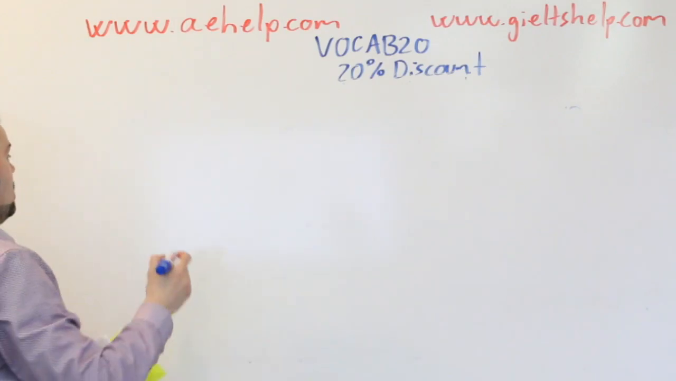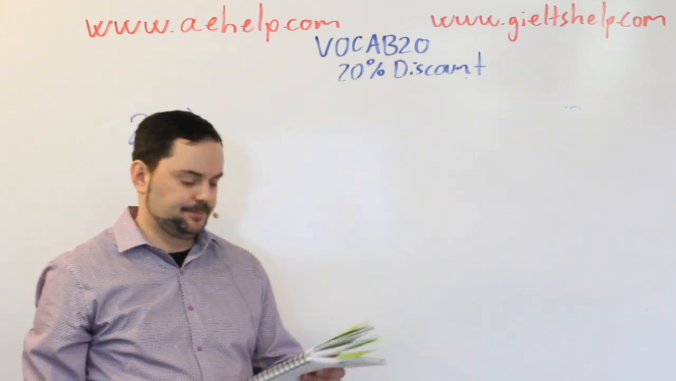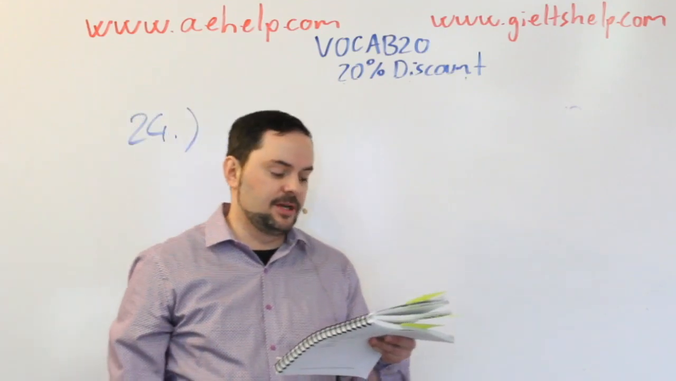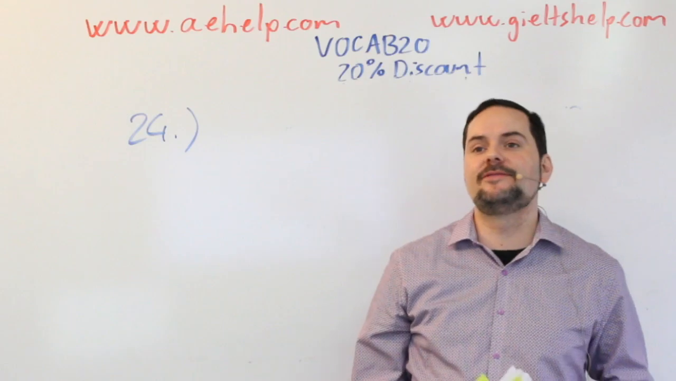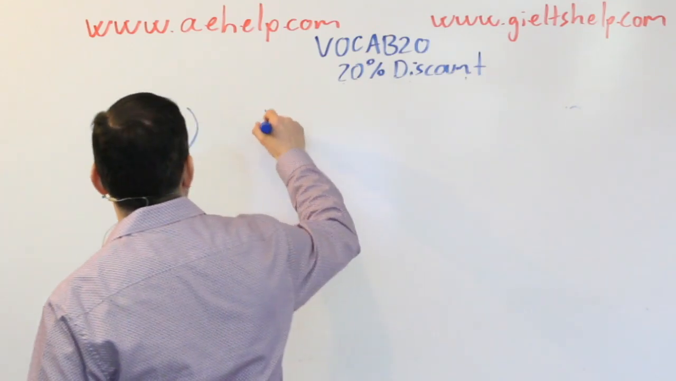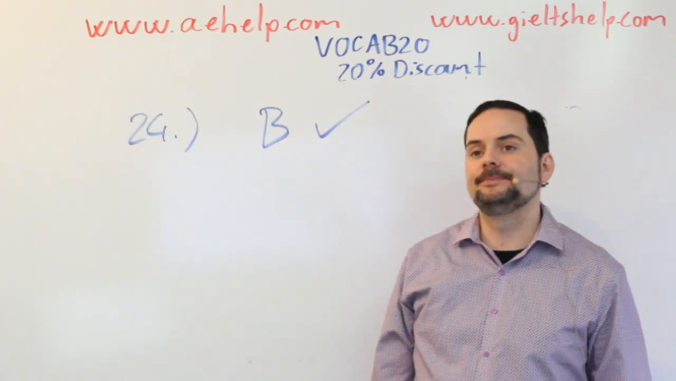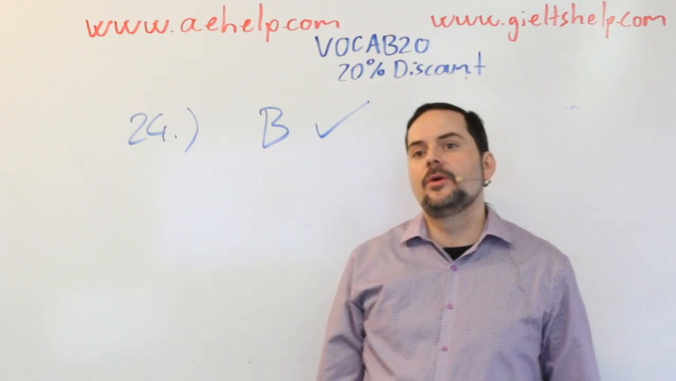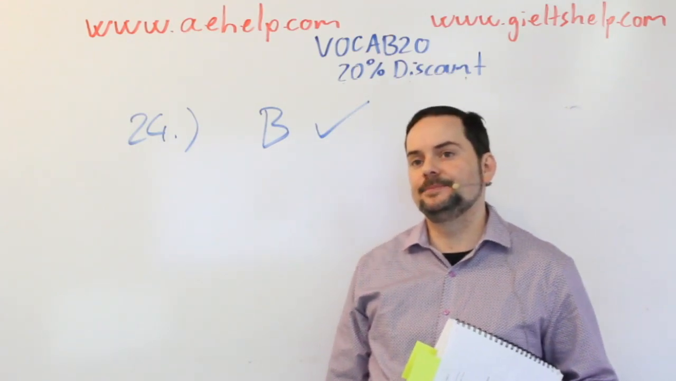Question 24 says, who paid the cost of the poster? Somebody says A, one of the women. And then somebody says B, it's one of the women's fathers. Yeah, absolutely. The correct answer here is B. Why is it B? Why is the answer B?